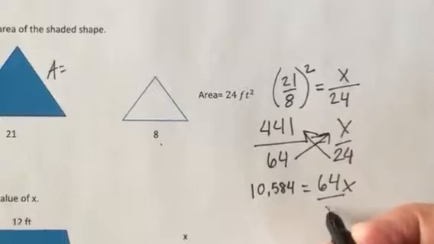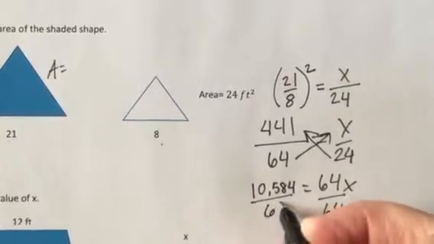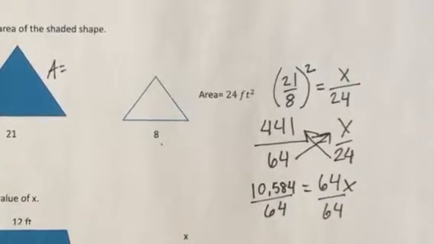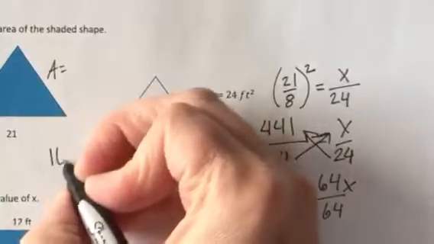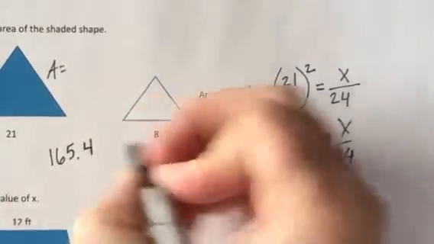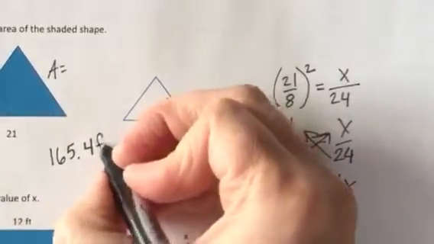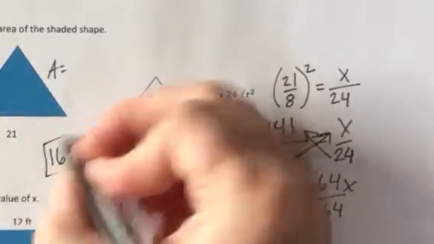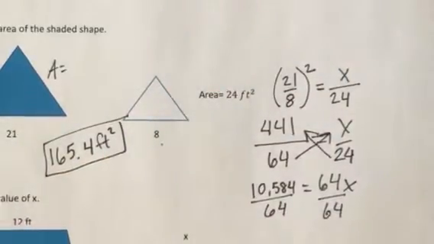To solve for x, I'm going to divide both sides by 64. And I end up with 165.375. I'm going to go ahead and just round that to the nearest tenth. They didn't tell us what to do, but that's what I'm going to choose. You could also have 165.38 or 165.375. Any of those answers would be fine.